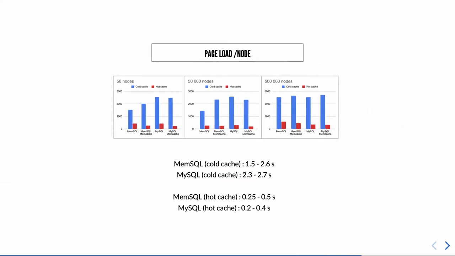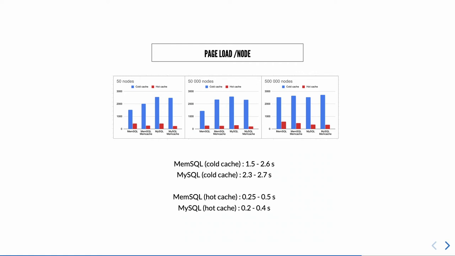Yeah. So the next test was a Drupal site where I need to show just 10 pages, and I have used three data sets. It's just 50 nodes, 50,000 nodes, and 500,000 nodes. And actually, there aren't big differences. If you just store content and show this content occasionally, I would say there isn't a big difference between MemSQL and MySQL, especially when data is cached. It's about the same values.